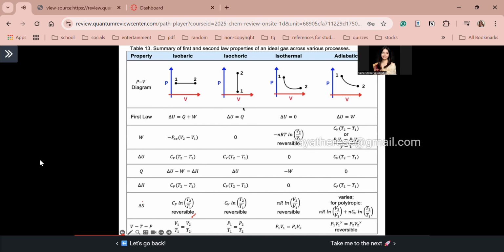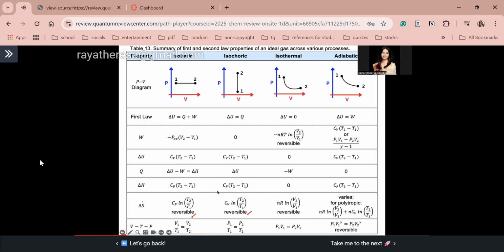Next for isochoric naman, again, we have a constant volume. See here, guys, from an initial to the final state, same pa rin ang volume, but the pressure changes, okay? So for the delta S, that's equal to Cv ln T2 over T1, okay? Kita nyo, guys, yung differences, Cp, Cv. Again, this is for a reversible process. Next, for an isothermal process, guys, here, okay, the delta S is equal to nR ln V2 over V1.